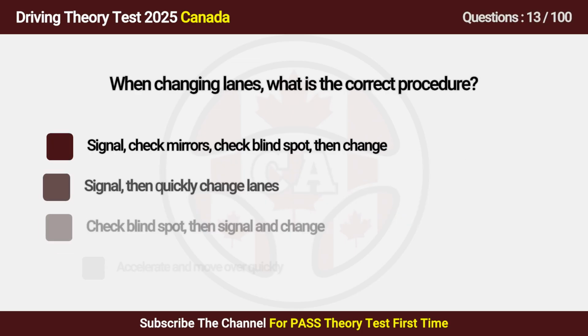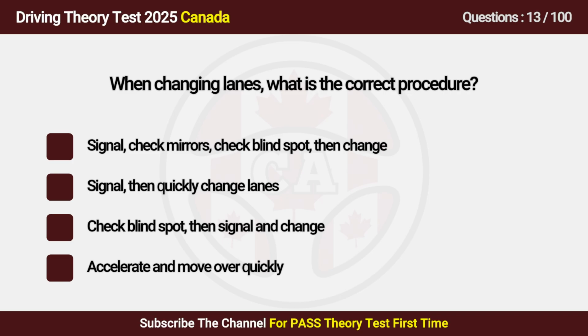Question 13. When changing lanes, what is the correct procedure? A. Signal, check mirrors, check blind spot, then change. B. Signal, then quickly change lanes. C. Check blind spot, then signal and change. D. Accelerate and move over quickly.